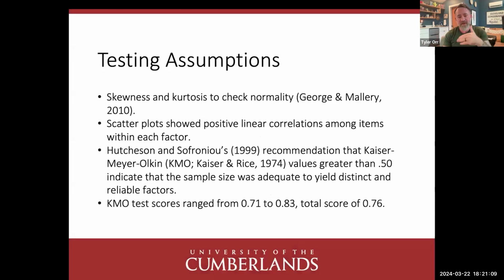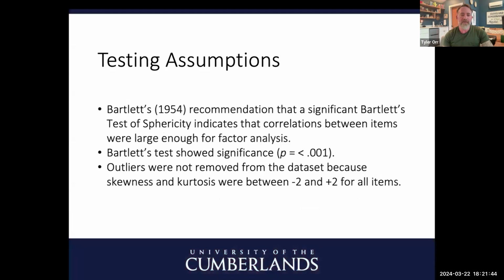Next is testing the assumptions. We used skewness and kurtosis to check normality. All the items were between -2 and +2, so the data seemed to be normal. Scatter plots showed positive linear correlations among items within each factor. These researchers with tough names recommended that KMO test values greater than 0.5 indicate that the sample size was adequate to yield distinct and reliable factors. In our case, our KMO test scores ranged from 0.71 to 0.83 with a total of 0.76. So we were good there.